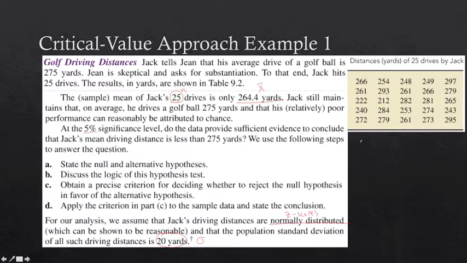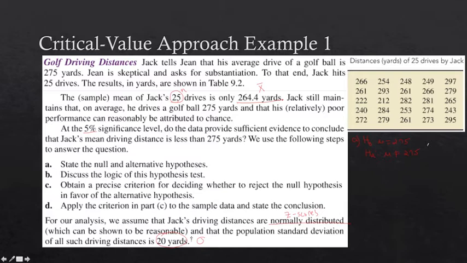So letter A, and I'll work as much of it here as I can. Letter A, state the null and alternative hypothesis. Well, the null is Jack's point. The null hypothesis here is that his average drive is 275 yards. Okay, that's his claim. The alternative is Gene's claim, that his average is not 275. So letter A is pretty straightforward.